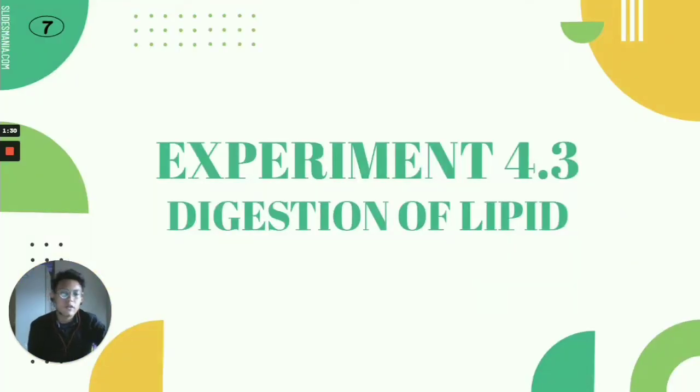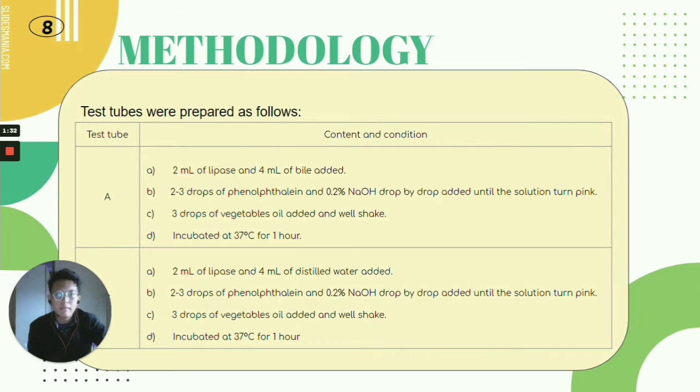For experiment 4.3, digestion of lipid, the methodology was as follows. The test tubes were prepared as follows. We have test tubes A, B, C, and D. For test tube A, 2 ml of lipase and 4 ml of bile were added. 2 or 3 drops of phenolphthalein and 0.2% sodium hydroxide were added drop by drop until the solution turned pink. Next, 3 drops of vegetable oil were added and well shaken, and then incubated at 37 degrees Celsius for 1 hour.